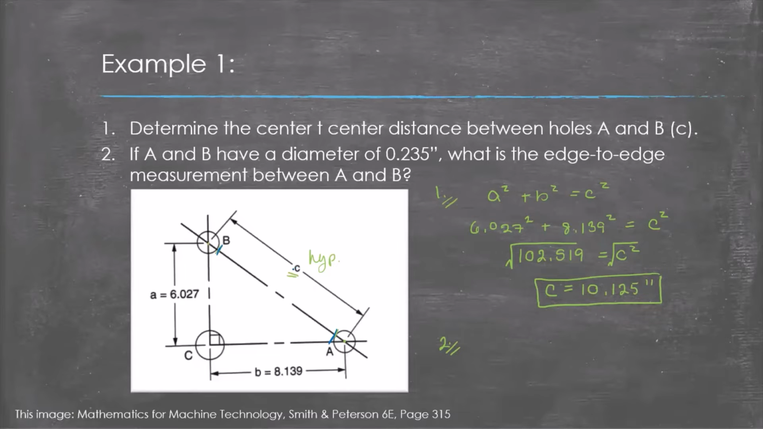Well, all we have to do is subtract the radius of hole B and the radius of hole A to get our answer. If we go back to question 2, it says if A and B have a diameter, so they're the same, of 235,000, what is the edge-to-edge measurement? Because both holes have the same diameter and we need to subtract 2 radiuses, really it's the same as subtracting 1 diameter.